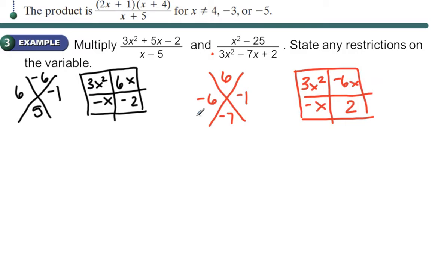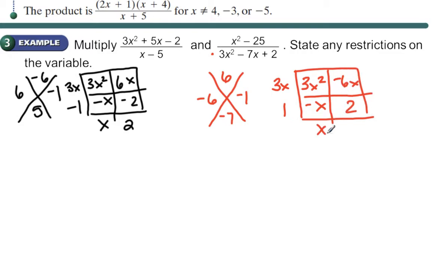Okay, so now let's go ahead and factor our little heart out. 3x squared and 6x have a greatest common factor of 3x. Negative x, negative 2, negative 1. 3x squared, negative x, they only have an x in common. 6x and negative 2 have a 2 in common. 3x squared and negative 6x have a 3x in common. Negative x and 2 have 1. 3x squared and x would be x.